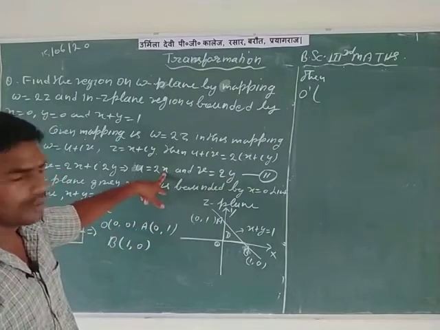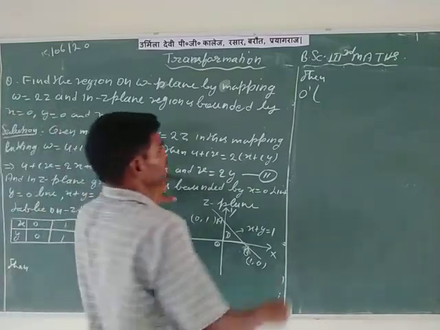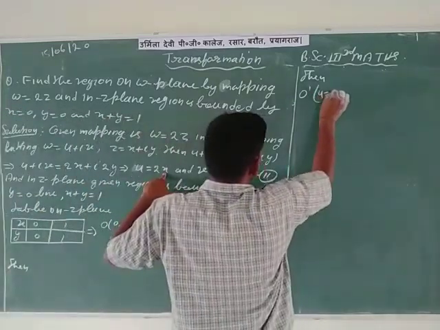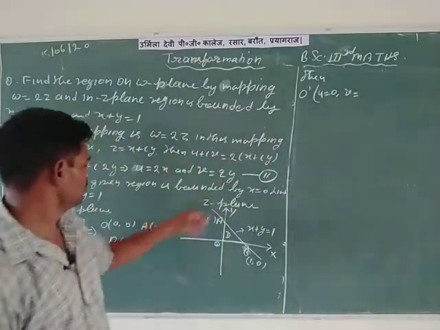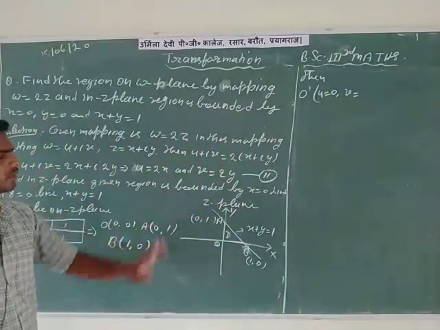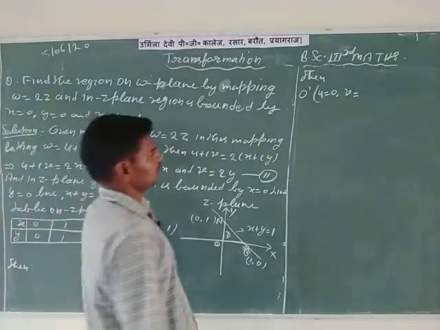X is equal to 0, then u is equal to 0, and v is equal to 2y. Since y is equal to 0 in this equation, v is equal to 0.